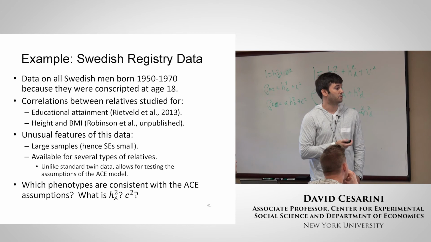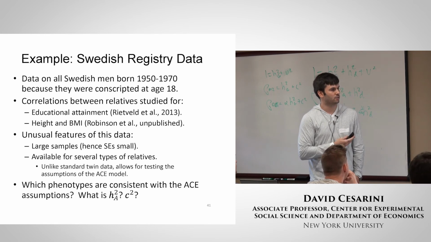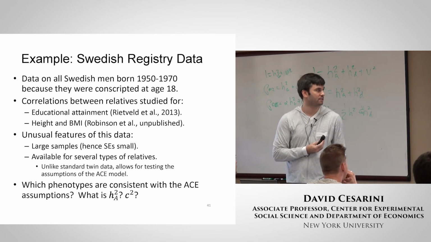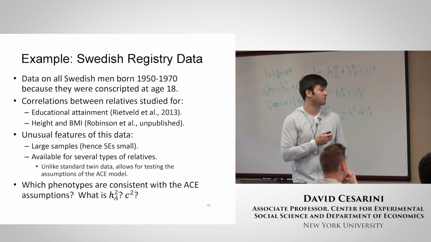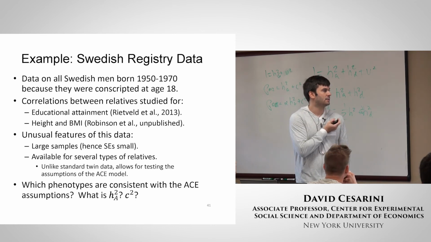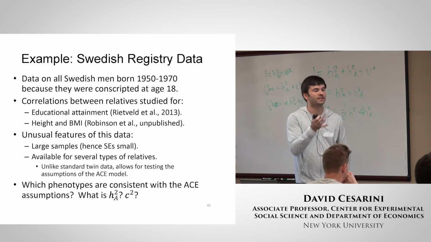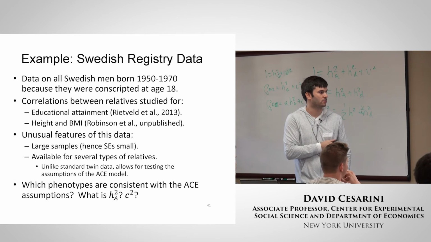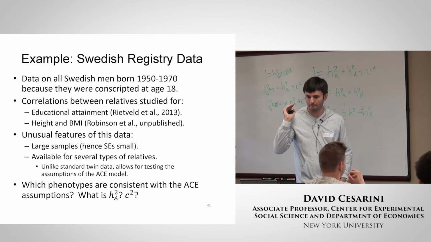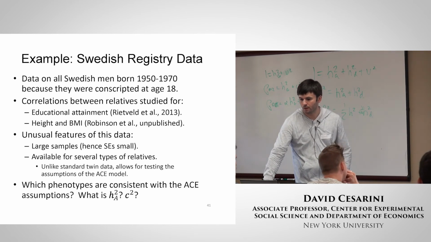Are there some phenotypes for which we don't observe patterns of resemblance that are easy to reconcile with the ACE model assumptions? And how robust are ACE estimates from, say, twins to estimates based on other types of comparisons of siblings? Yeah. All phenotypes are measured at age 18, except for educational attainment, that's ultimate educational attainment.